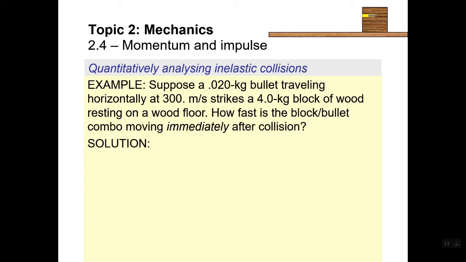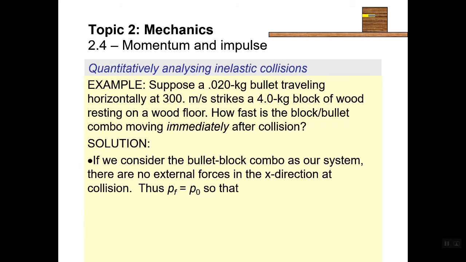If we consider the bullet-block combo as our system, there are no external forces in the x direction at collision, so momentum is conserved. Final momentum equals initial momentum. Final momentum equals the mass of the bullet times the velocity of the bullet plus the mass of the block times the velocity of the block, equals the initial momentum of this system, which is the mass of the bullet times the initial velocity of the bullet plus the mass of the block times the initial velocity of the block.